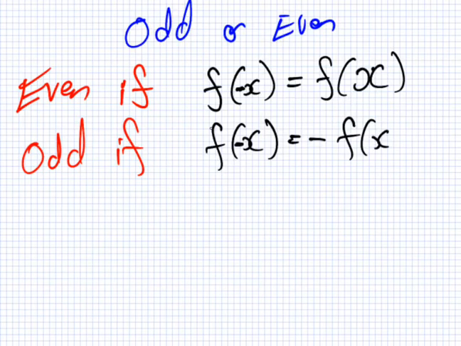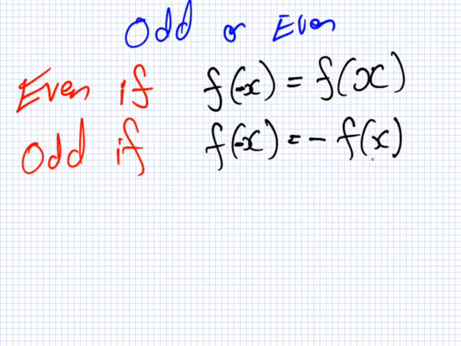So basically, even functions don't care about the sign. If you put in a positive or the negative of the number, you get the same answer. So x squared is a good example. What's 2 squared? It's 4. What's minus 2 squared? It's also 4. So x squared is an even function because it doesn't care about the sign.